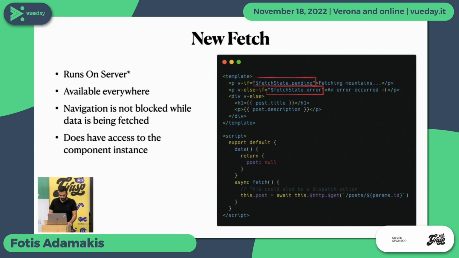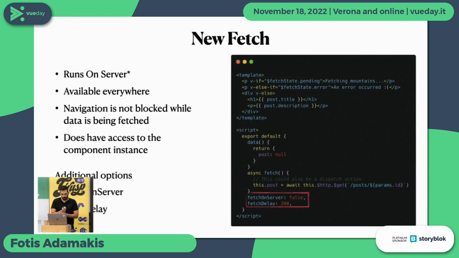The anatomy of the $fetchState is a pending property, which is a Boolean that is used for loading states, an error that can be either null or the error caused by the fetch hook invocation, and a timestamp since the last fetch, which can be used for caching things with the keep-alive functionality.